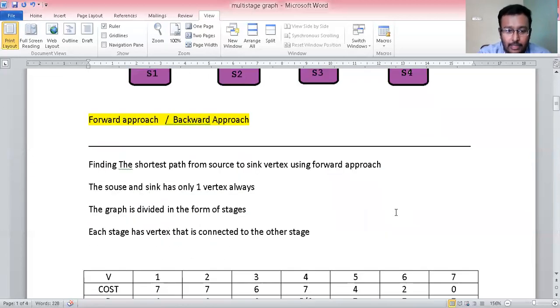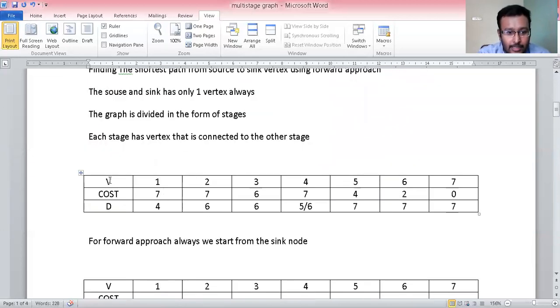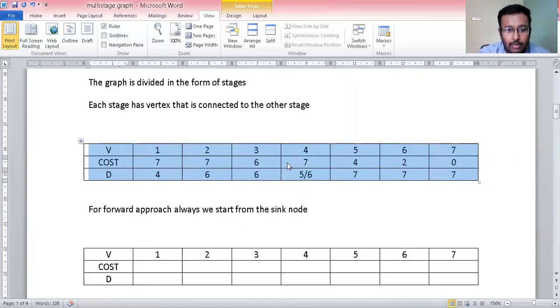Now proceeding further. I have already calculated the solution. This is the solution. Now, how did I arrive at this solution and how did I fill up the cost of each and every vertex?